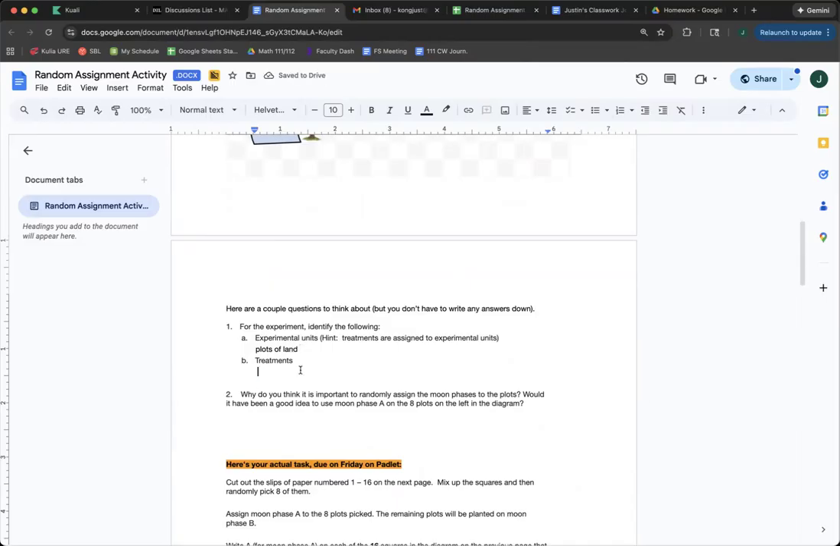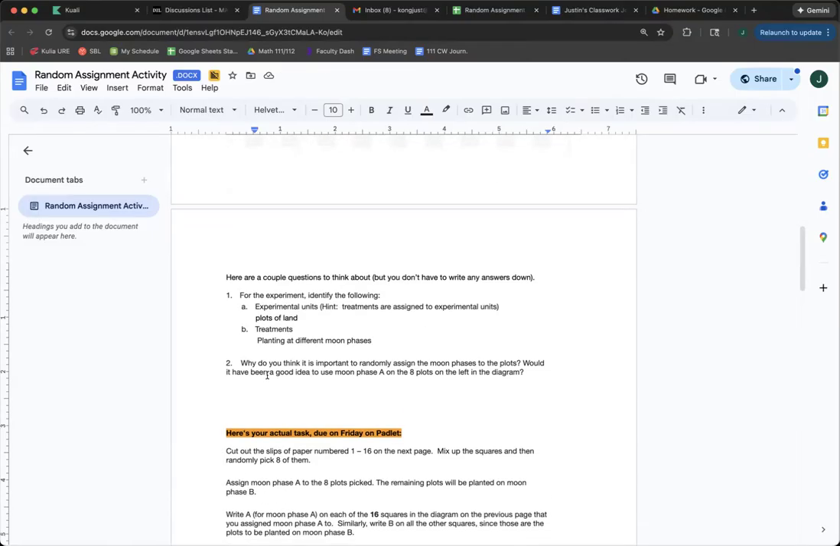And what is the treatment? The treatment for us would be planting at different moon phases, right? Whereas Kupa or something else, referring to our discussion three.